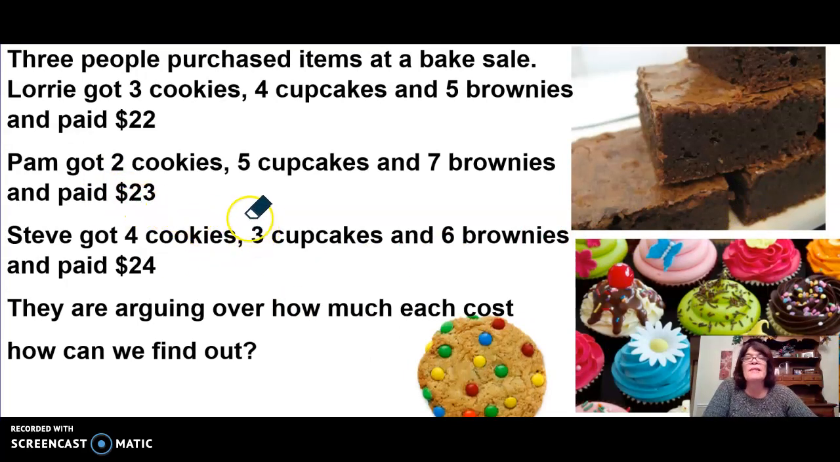3 people purchased items at a bake sale. Lori got 3 cookies, 4 cupcakes, and 5 brownies. This is making me hungry. And paid $22. Pam got 2 cookies, 5 cupcakes, and 7 brownies and paid $23.